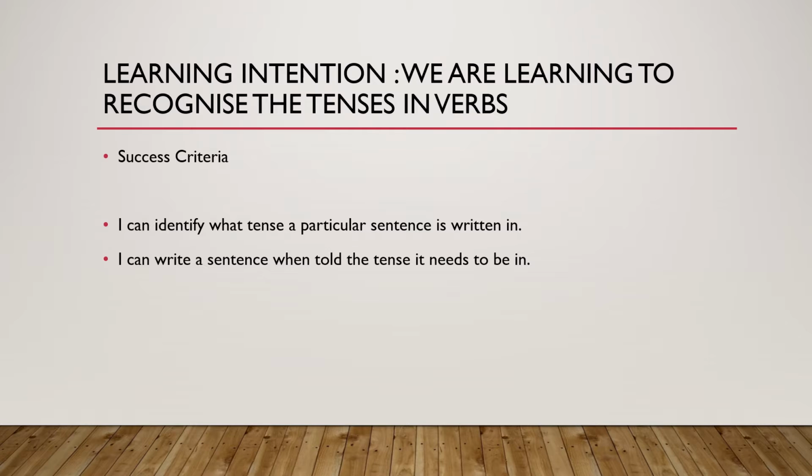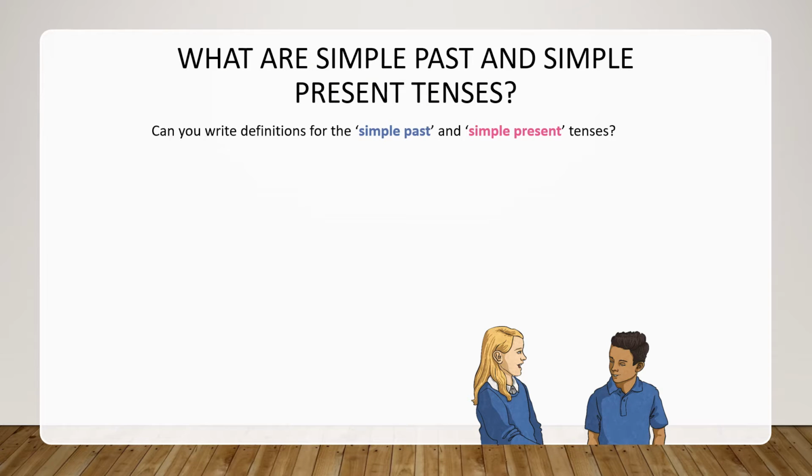Learning intention for today is that we are learning to recognise the tenses within verbs. We will know we have been successful in this if we can identify what tense a particular sentence is written in, and if you can write a sentence when told the tense it needs to be in. Tenses are very confusing, so we are going to begin by explaining what each tense means.